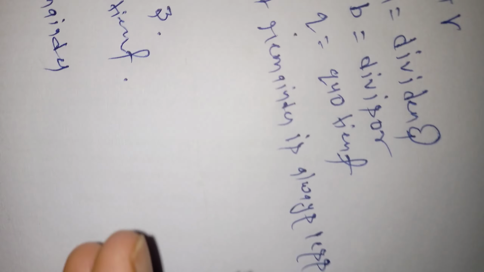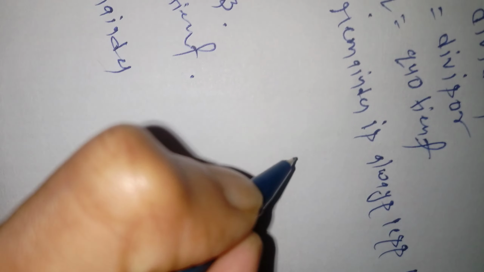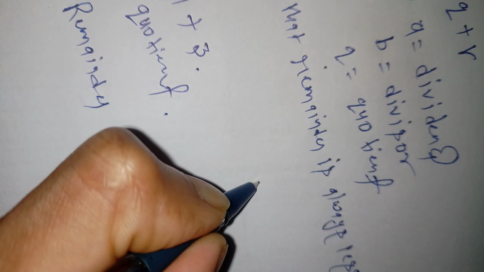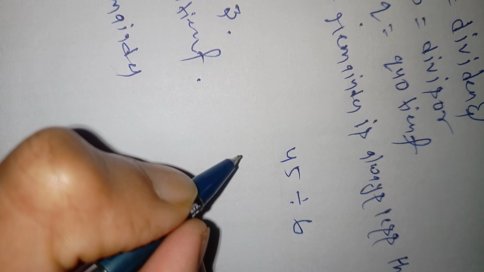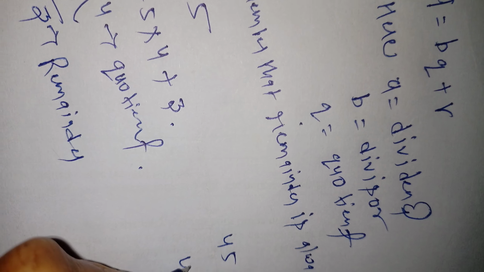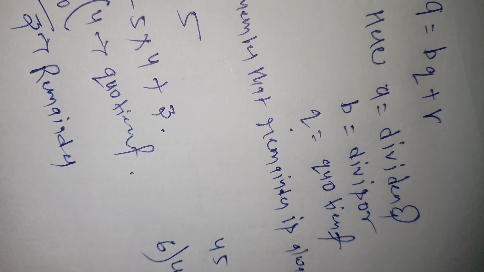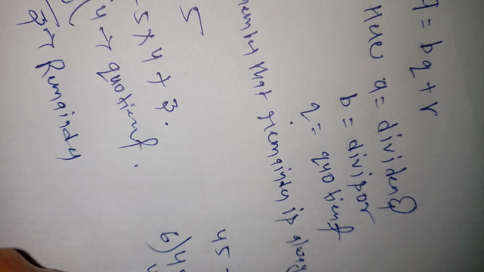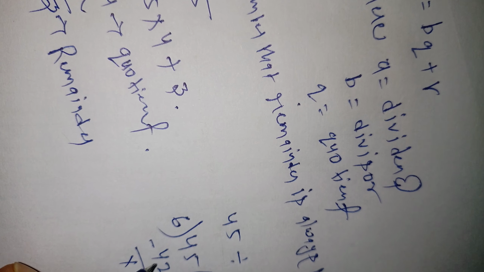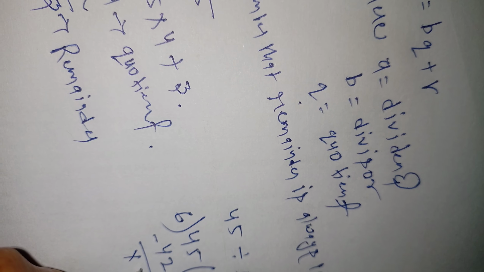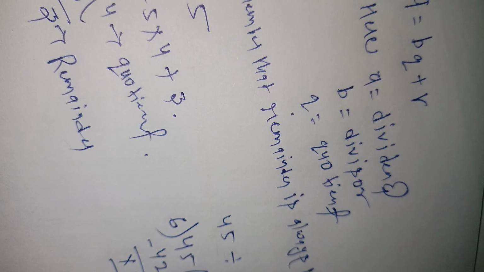One another example for your practice. Let's do it together. Try this question: 45 divided by 6. Now we divide 45 by divisor 6. 6 sevens are 42, minus, 45 minus 42 is 3. Remainder.